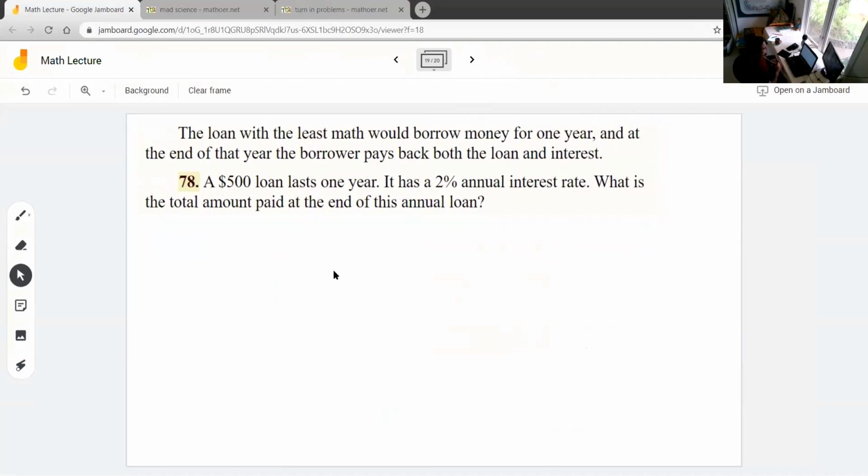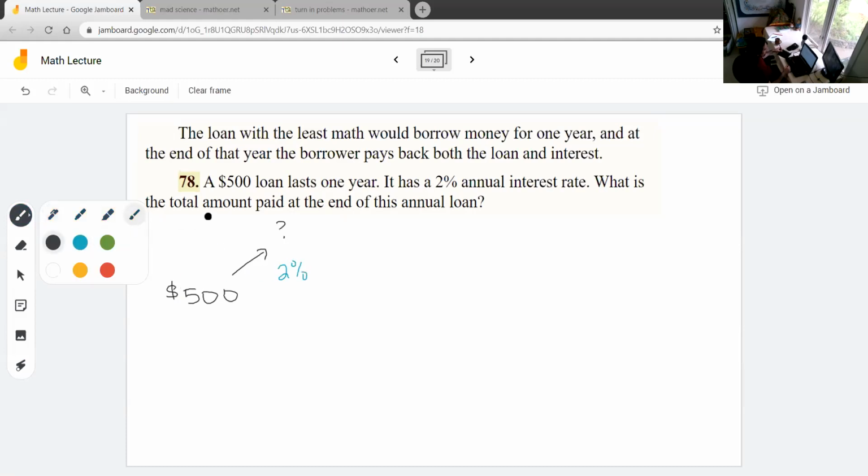And this is nothing new at all. We've been doing this all day. If we have a $500 loan and it goes up to a certain amount and the change is 2%, then all we're doing is increasing the 500 by 2%. We could use the 1 plus trick. We could multiply the 2% times the 500 and then add it back on. Anyone care which way we do it?